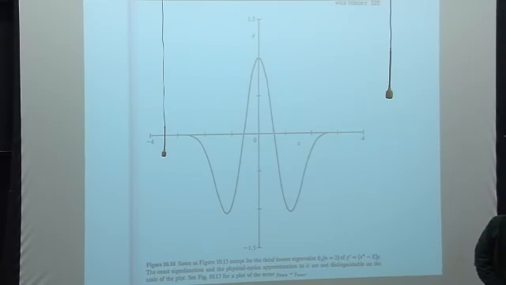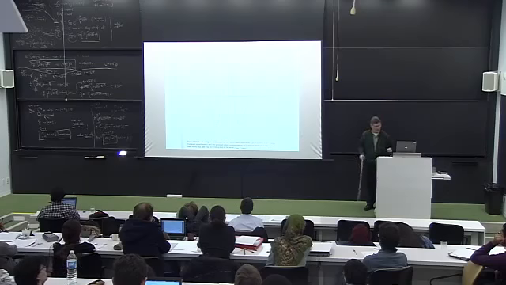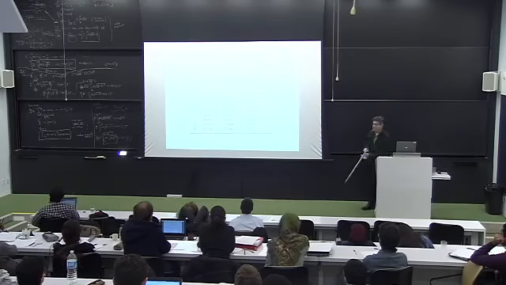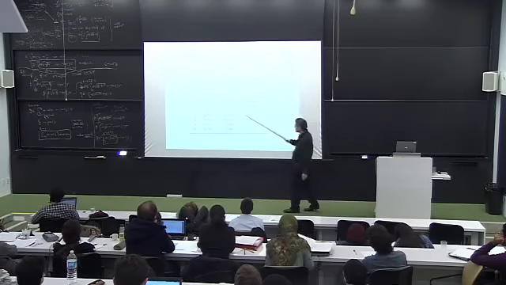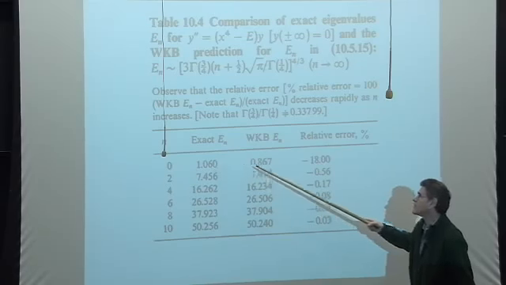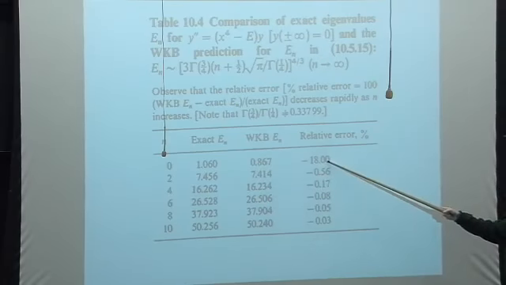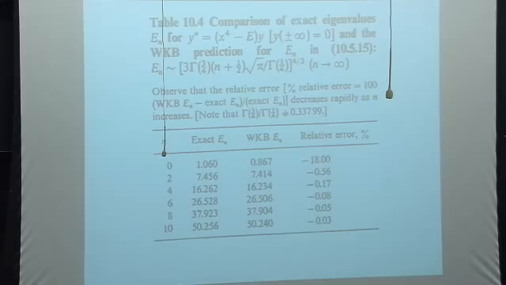Okay? So the question is, how good are the eigenvalues? That's the equation for the eigenvalues. So here are the eigenvalues. When n equals 0, this is the exact eigenvalue. That's what the WKB formula gives. And we're 18% low. So this is accurate to better than 1 part in 5.